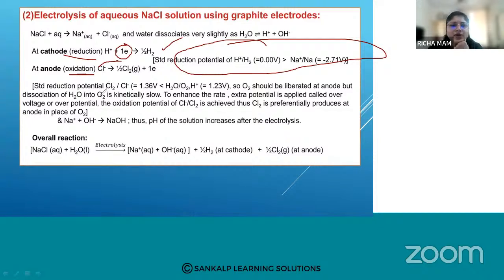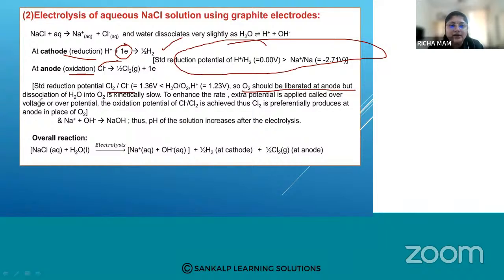Then when we compare the standard reduction potential of chlorine, it is 1.36 volt, which is more than that of water, where O2 is 1.23 volt. So this is less, and O2 should be liberated at the anode. Whenever you have more than two ions, we consider the reduction potential values of those. So O2 should be liberated at the anode.